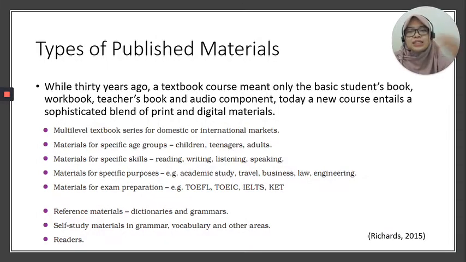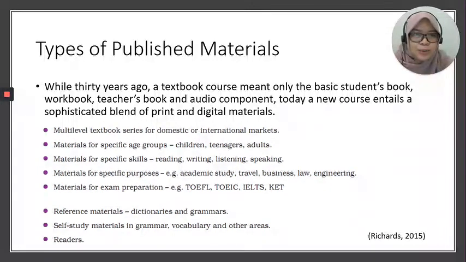So textbooks like that, and then materials for specific age groups, like for children, teenagers, adults. And then for specific skills, and this is ESP. So for you who take ESP as a concentration, it is for specific purposes. Specific skills are only for reading, writing, listening or speaking. Say, for example, one book is only for academic writing.